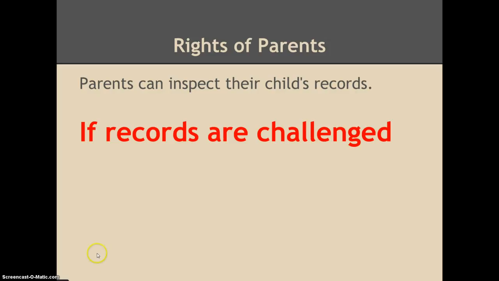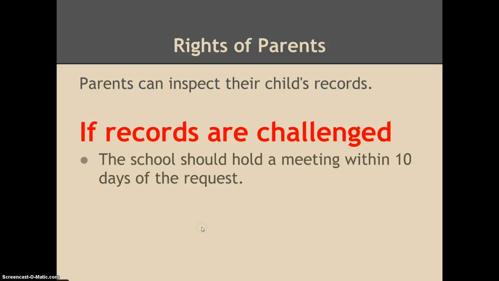And also, if the records are challenged, meaning that the parent doesn't agree with what we have in the records, then the school should hold a meeting that can be within 10 days of when they make the request. Now, legally, your school has 45 days to comply with that next hearing. One of the reasons it is said that we should do this meeting within 10 days is for the obvious reasons that we want to make right any of the concerns that a parent actually has, if they are justified.